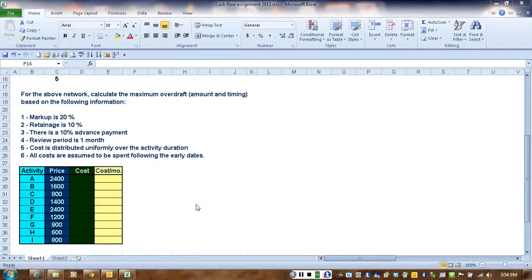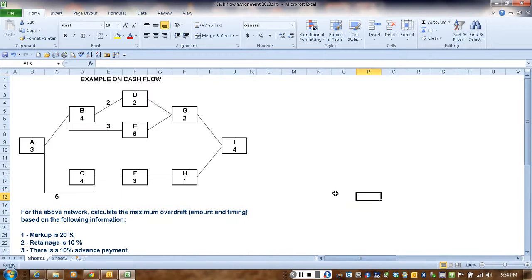Hello and welcome to a solved example on construction scheduling on cash flow projections. Some of you have had some questions about this problem, so let me go ahead and explain how it should be solved. It's quite simple. So what we have here initially is our network. It shows the durations of the activities with lags and overlaps and so on and so forth.